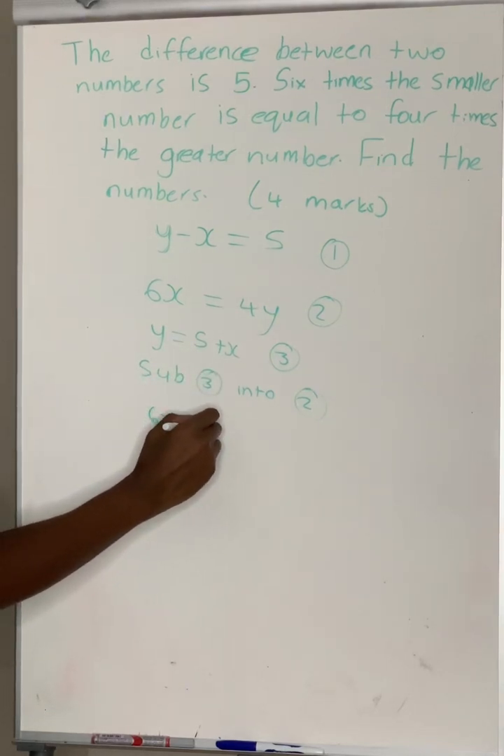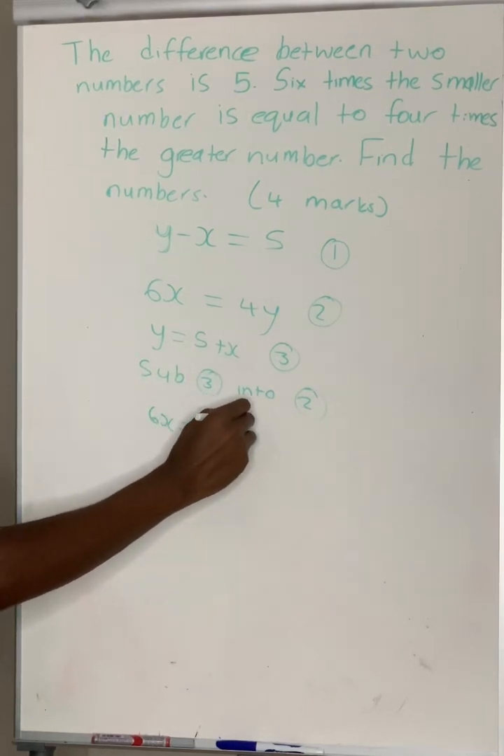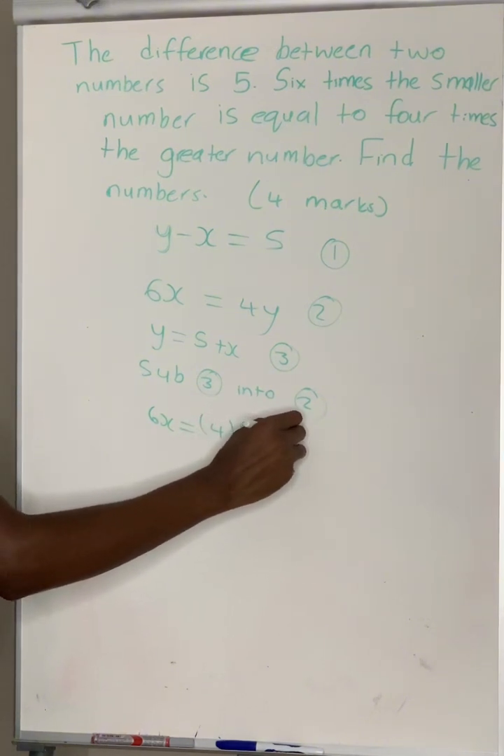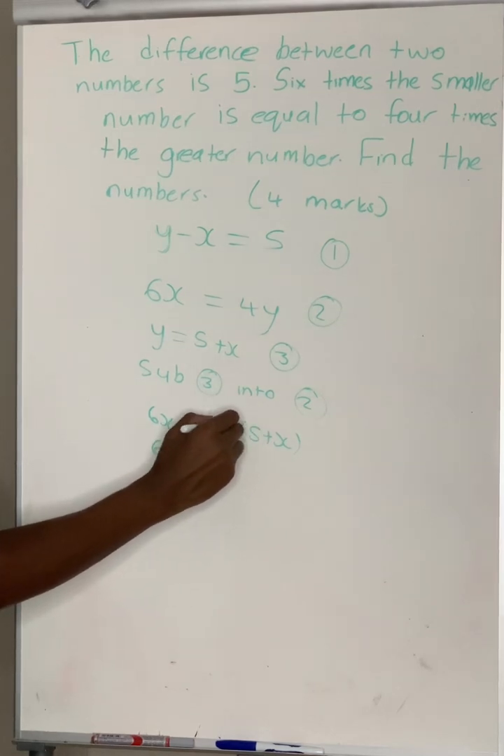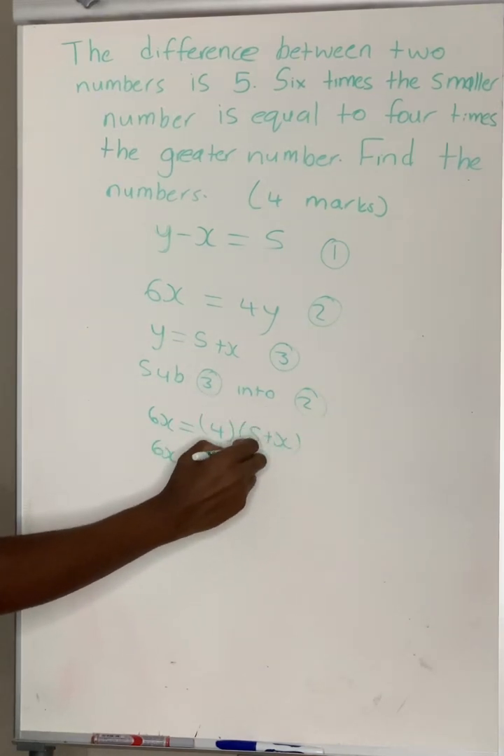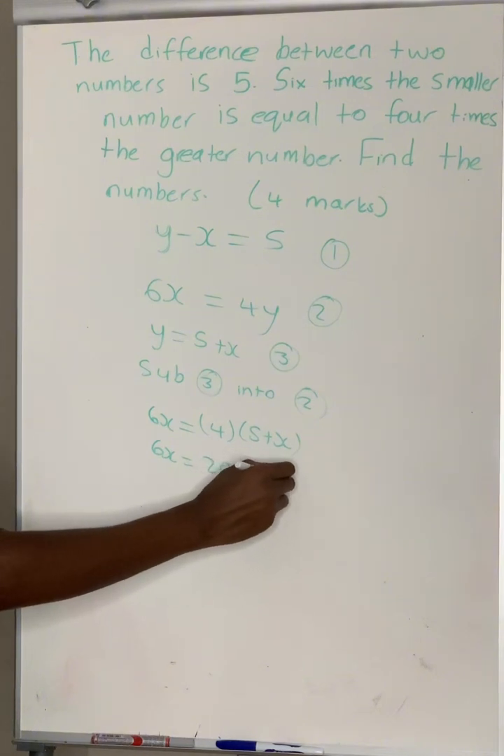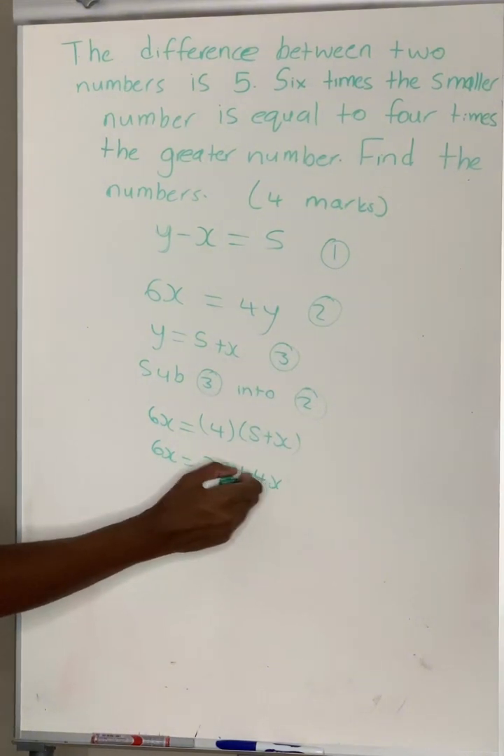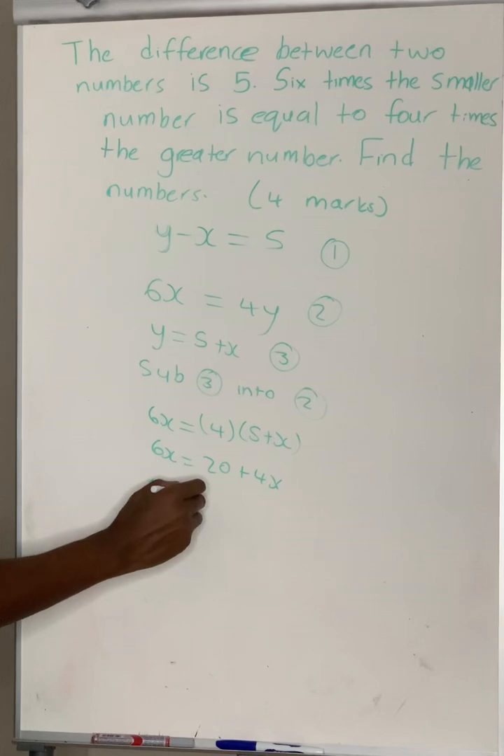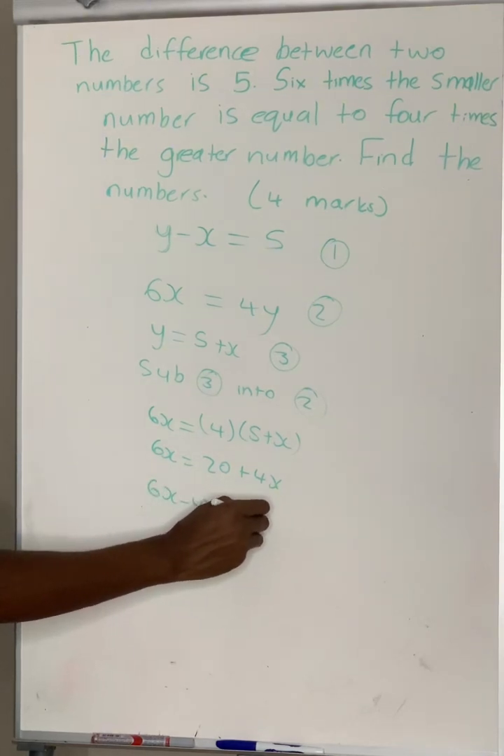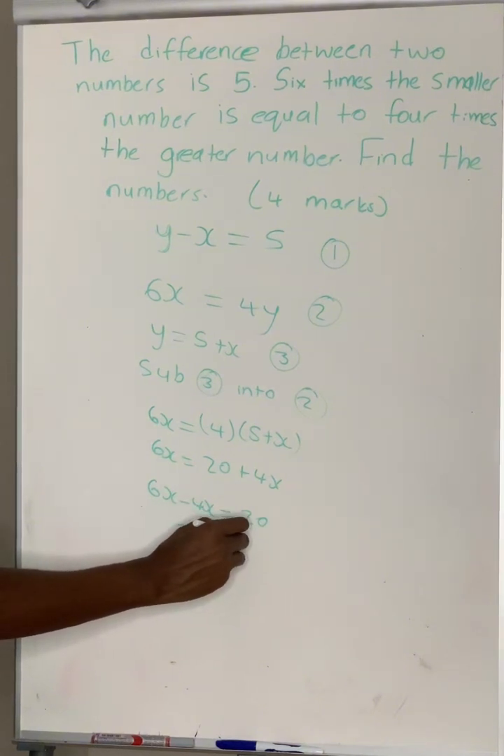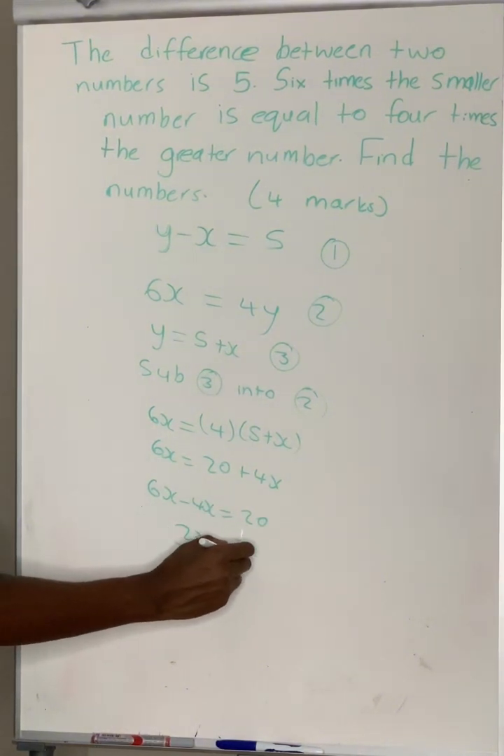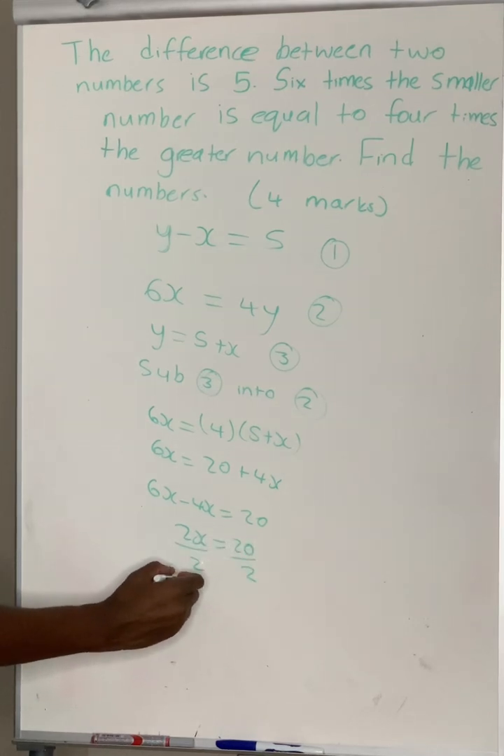So 6x is equal to 4 multiplied by 5 plus x. 6x is equal to 4 times 5, that is 20. 4 times x, that is positive 4x. Let's take this 4x across the equal sign, so it's 6x minus 4x is equal to 20. 6x minus 4x, that is 2x, is equal to 20. Divide by 2 on both sides. x is equal to 10.